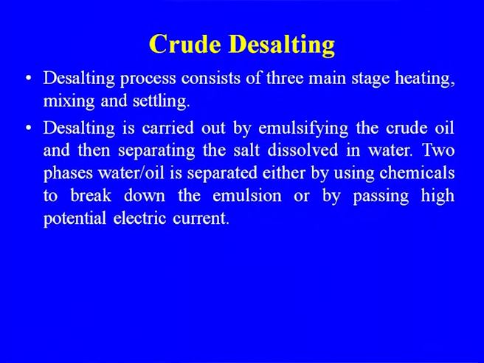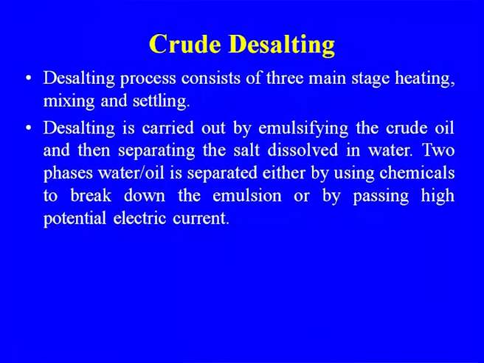So, what are the stages involved in desalting? The desalting process consists of three main stages: heating, because the temperature, low or high, affects the efficiency of the desalting process; then mixing and settling, because we are emulsifying, demulsifying and separating. So, proper mixing and settling is very important in desalting.